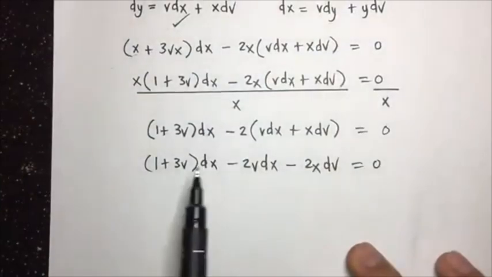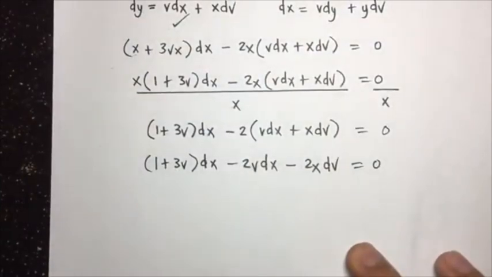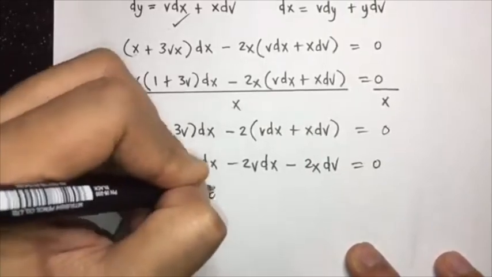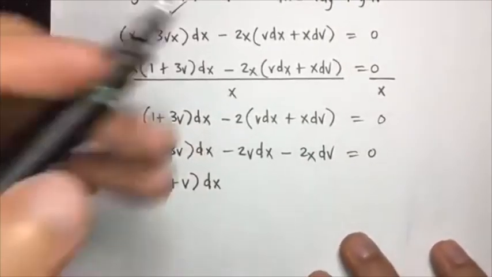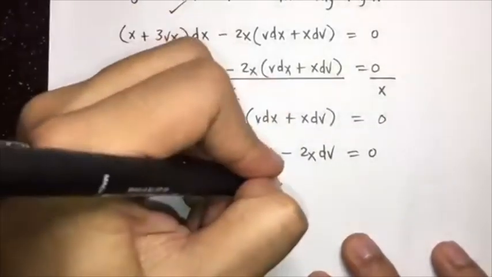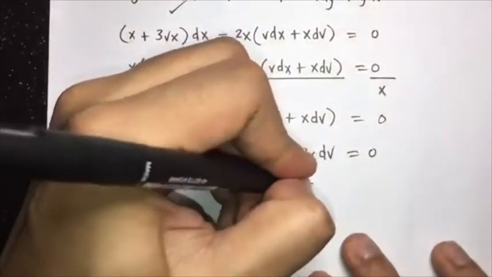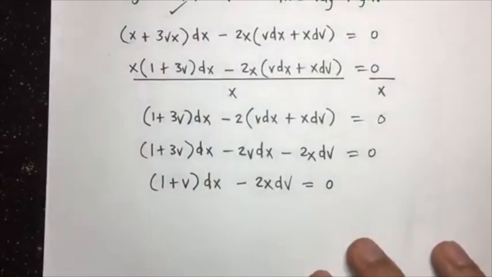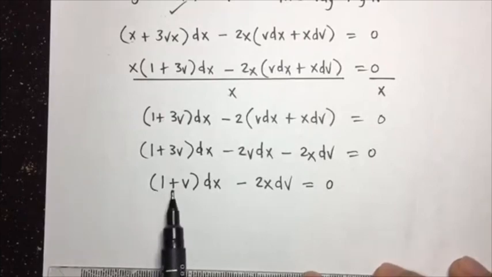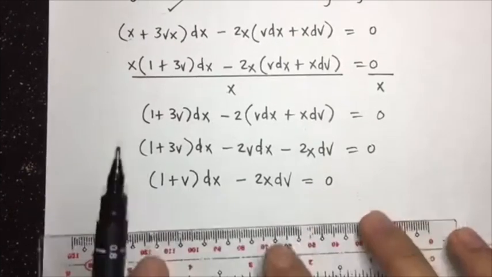Combining, 1 + 3v - 2v becomes 1 + v, so (1 + v) dx - 2x dv = 0. Next, to separate the variables, we can divide both sides of the equation by (1 + v) and x.